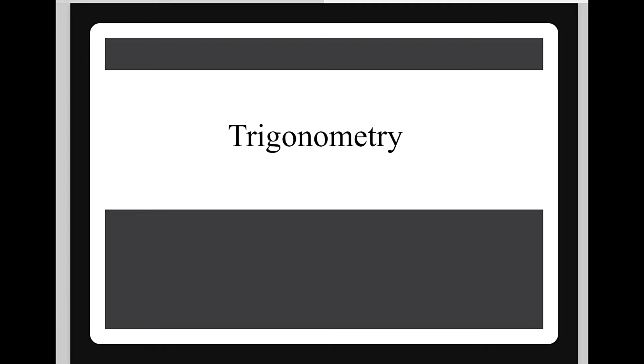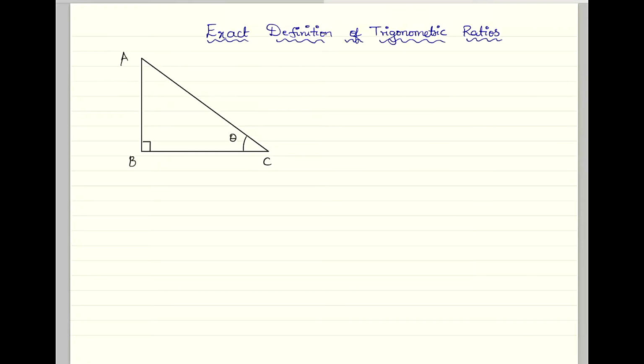Okay students, so in this class we will discuss basics of trigonometry. So first let us discuss what is the exact definition of trigonometric ratios. All of you know from 10th class the definition of sin theta, cos theta, tan theta, cosecant theta, secant theta and cot theta, right? So if you take this right angle triangle ABC, in this sin theta is opposite side which is AB by hypotenuse which is AC.